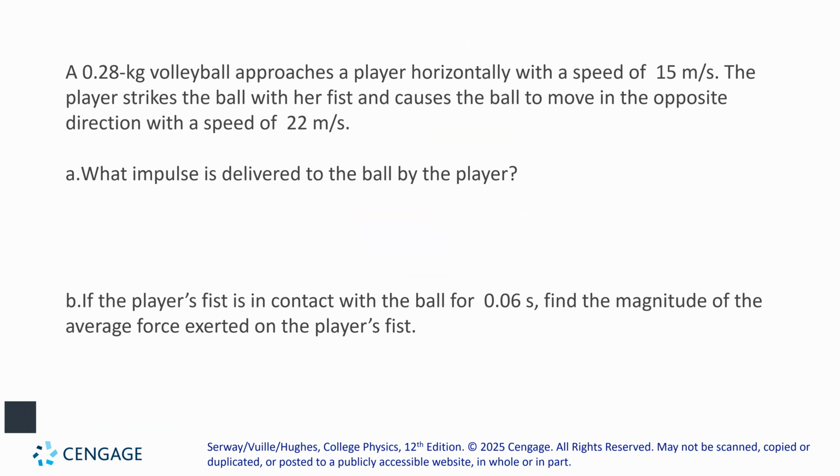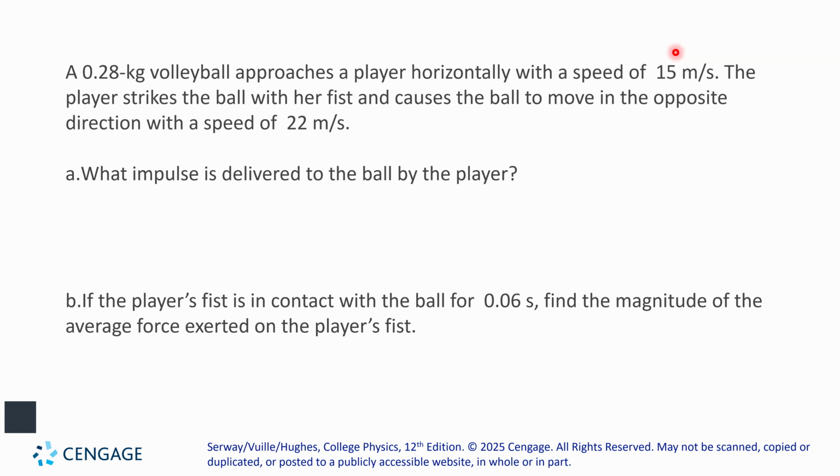So let's consider some examples where the impulse is used or we're asked to calculate it. In this problem, a 0.18 kilogram volleyball approaches a player at the speed of 15 meters per second. The player then strikes the ball with her fist and causes the ball to move in the opposite direction with a speed of 22 meters per second.